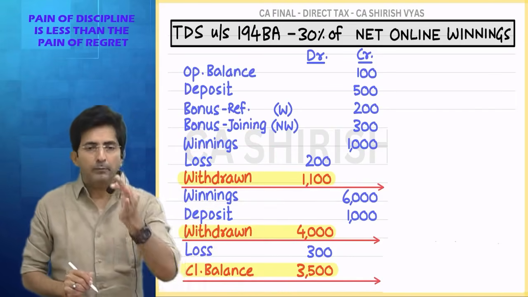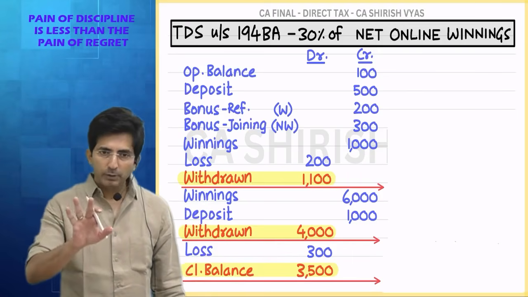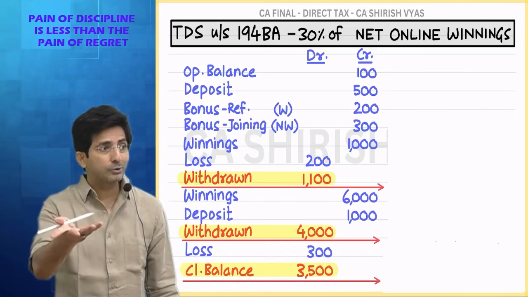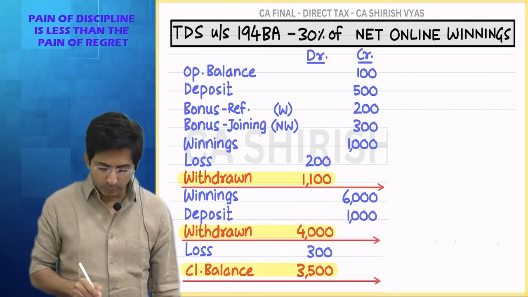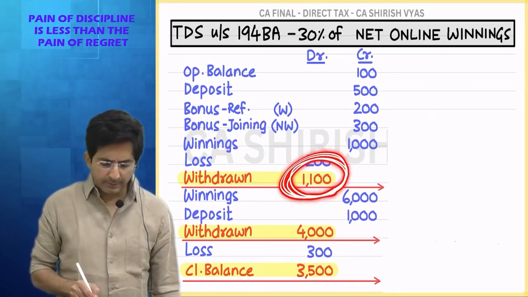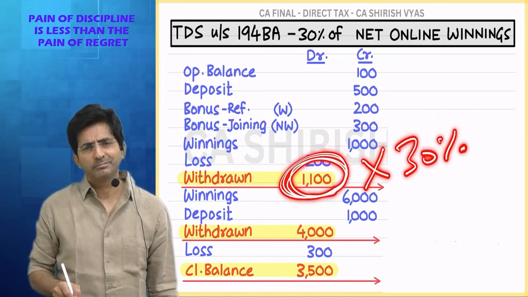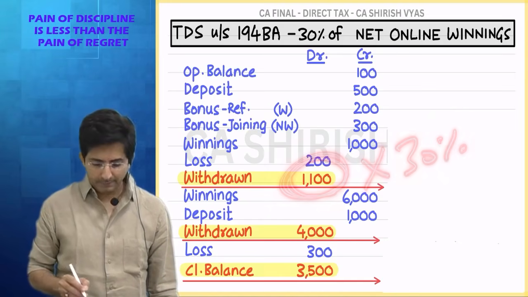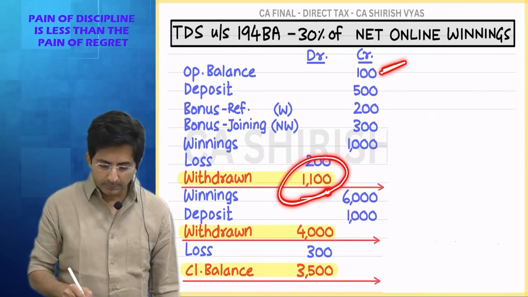So now tell me what is the amount of TDS. Calculate. The percentage is 30%. And don't worry about the threshold. In online games, there is no threshold. Calculate. So generally what the student will do, since we have withdrawn 1100, TDS will be 30% of 1100. Wrong. TDS will not be 30% of 1100. From 1100, you will get a deduction of this 100 and this 500.